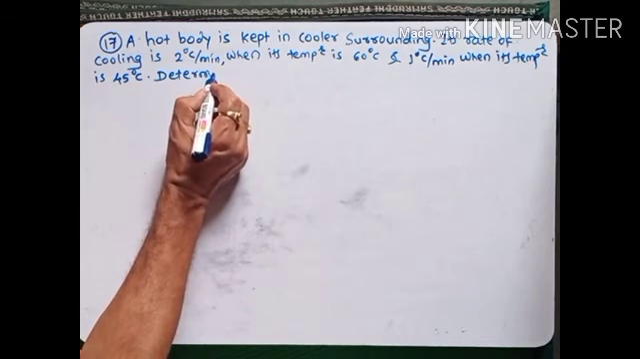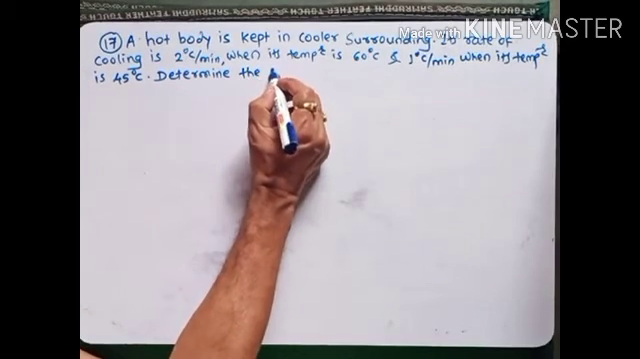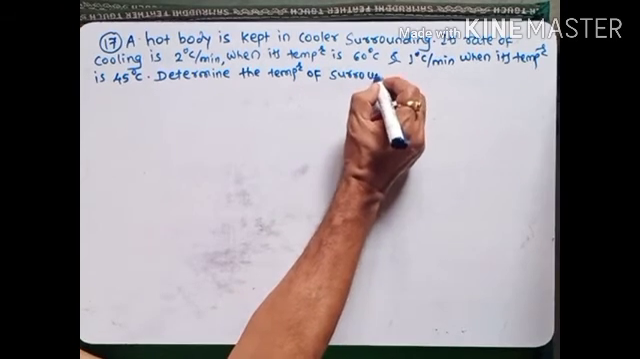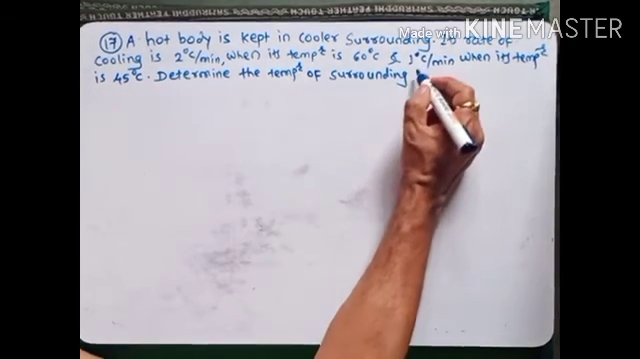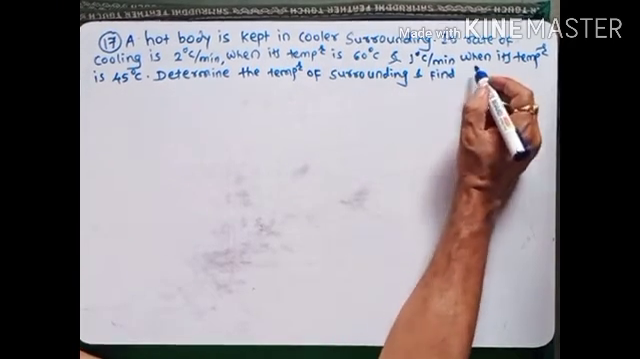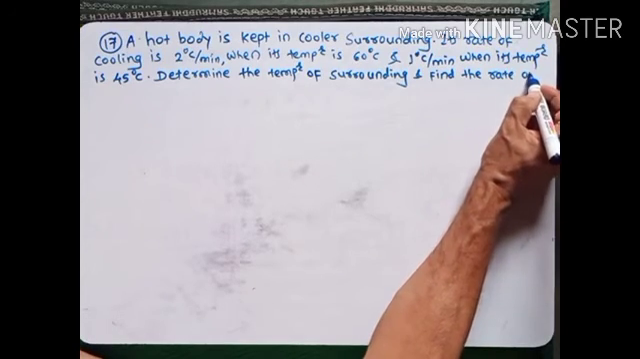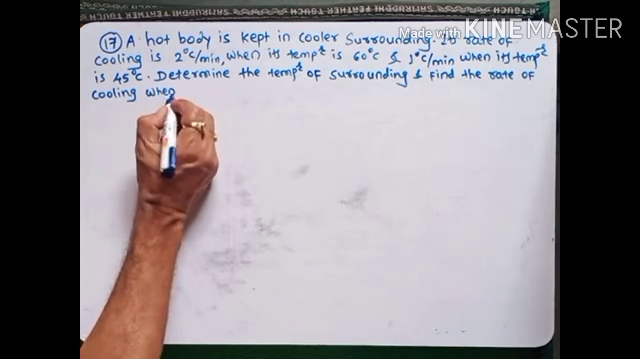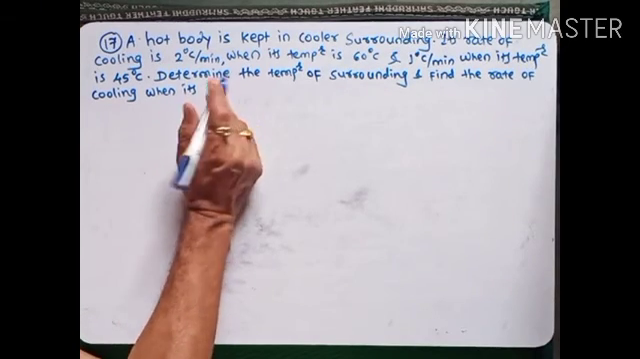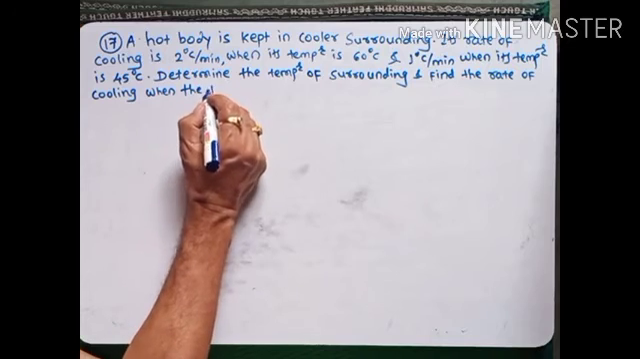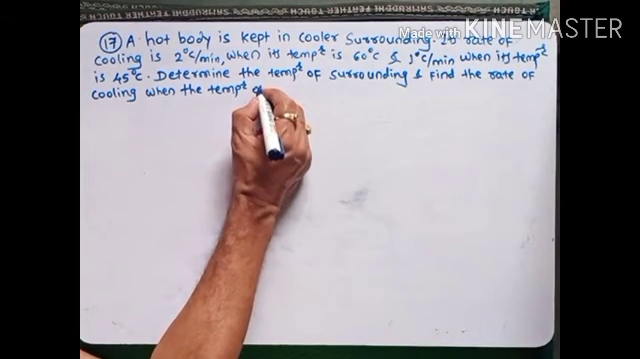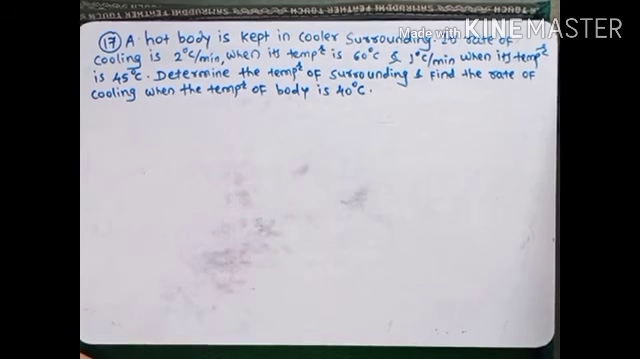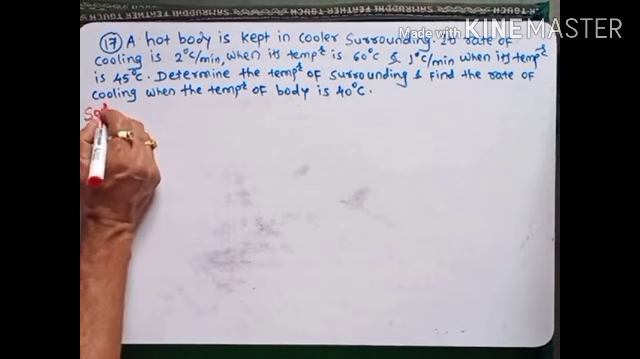Determine the temperature of surrounding and find the rate of cooling when the temperature of body is 40 degrees centigrade. This is our example. Now we will write the solution.